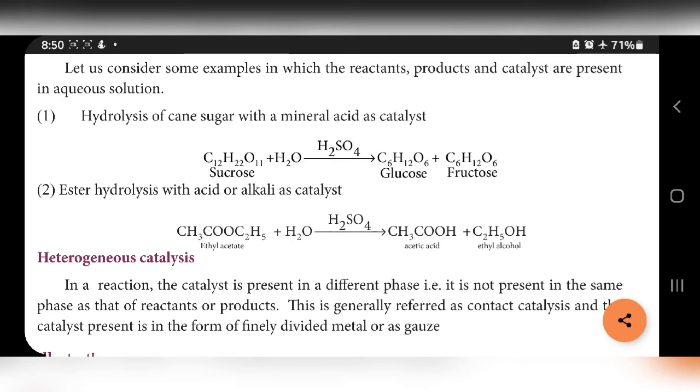This reaction is also an example of homogeneous catalysis, because sucrose, water and sulfuric acid, that is reactant, product and catalyst, are all in the liquid, aqueous state. So all are in the same physical state. So this is an example of homogeneous catalysis. The next reaction is also an example of homogeneous catalysis because all are in the aqueous state only.